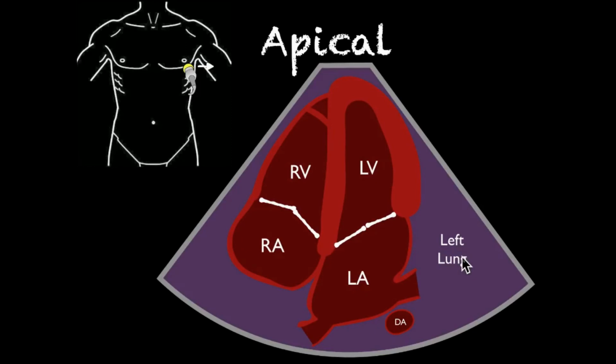Now, when you look at this view, please remember that the apical view is the least sensitive for finding pericardial effusion. Now, if it's a large pericardial effusion, absolutely you're going to see it. But if it's a small trace effusion or trace pericardial sac fluid, you will not see it because it could just be in a gravity-dependent portion, and you may not be visualizing it on this image.